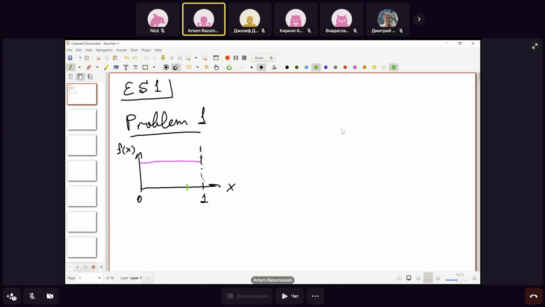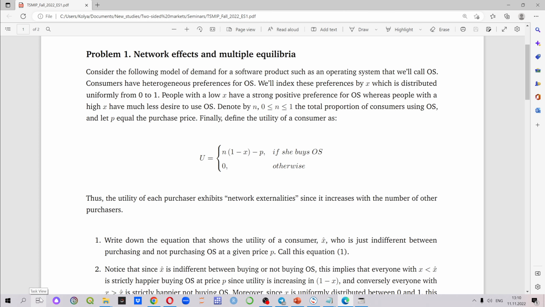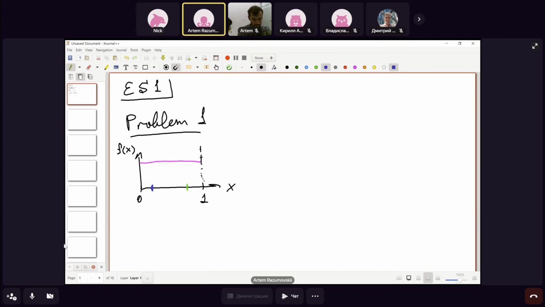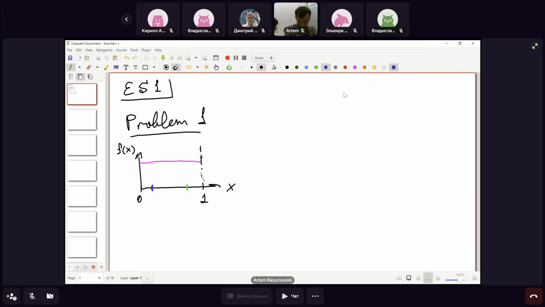For example, if I take a consumer here, the green one, and a consumer here, the blue one, which one will like to buy the system more? Blue one. Yes, since it's written that the one with lower x will prefer to buy the product, and with higher x, not so much. Then n is the share, the total proportion of people who buy the software.